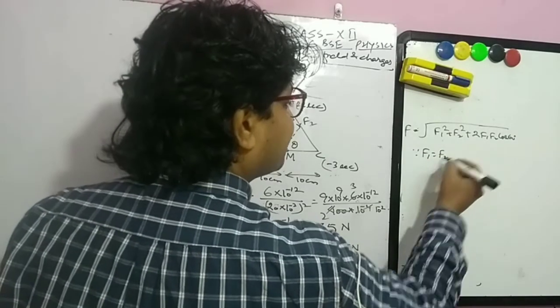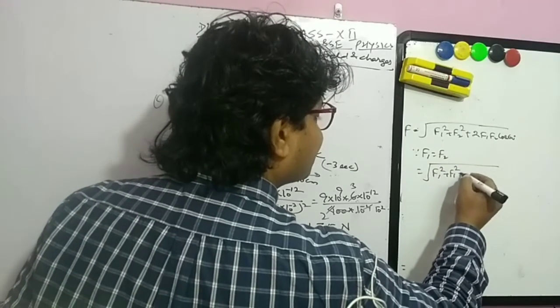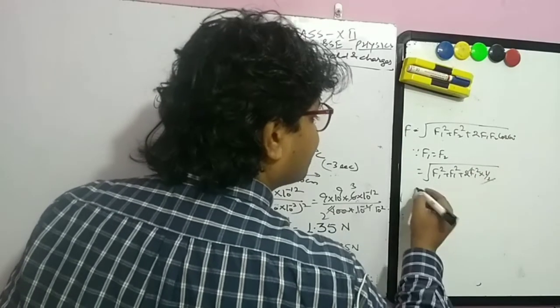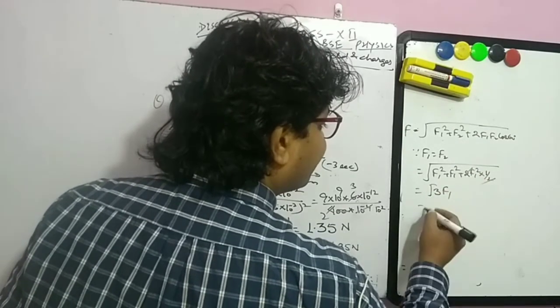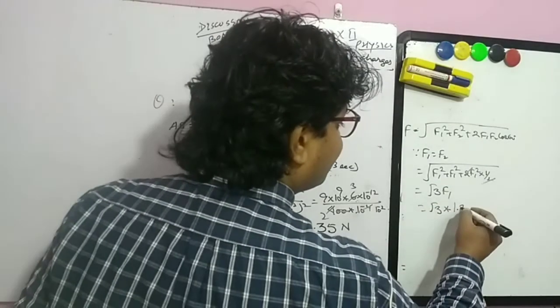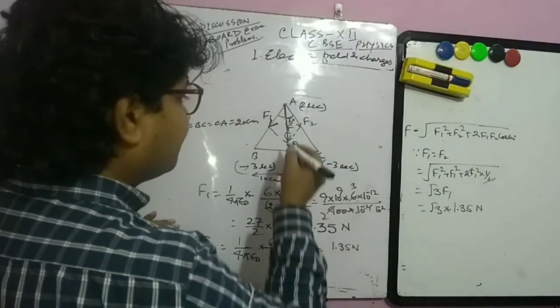This implies that the resultant is under root F1 square plus F1 square plus 2 F1 square cos 60 degree, and cos 60 degree is equal to 1/2. So this gets cancelled, we get 3 F1 under root, so this is root 3 F1, and what is the value of F1? It is 1.35 Newton. So this is the resultant force F.